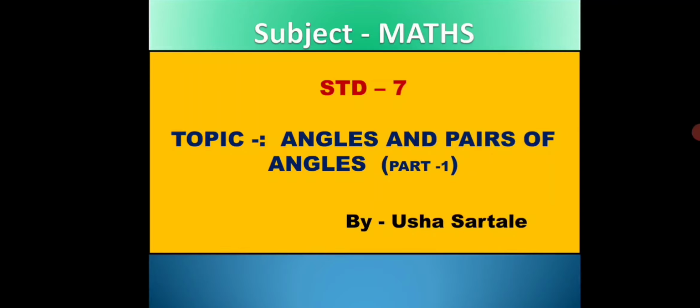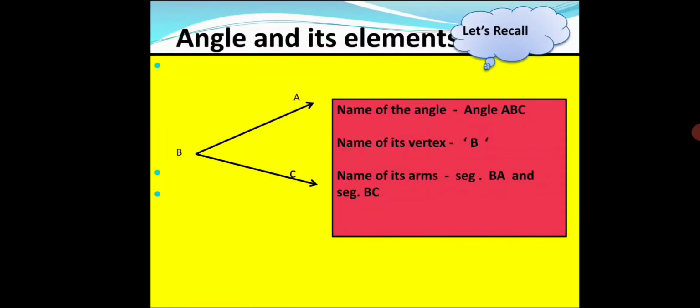So students, today we are going to study maths standard 7. In that we are going to see the topic angles and pair of angles, part 1. In part 1 we will see the angle and its elements. As you know, in your previous class you have already studied about angles and their elements. Let us revise it. Here I have already drawn the angle ABC.